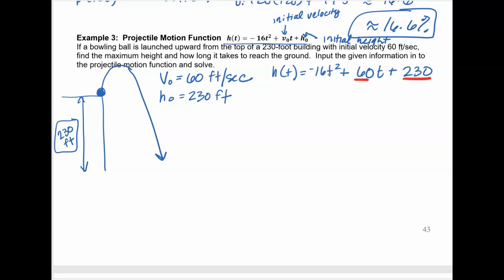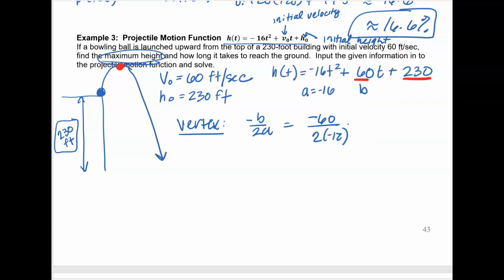The first question it says is find the maximum height. Anytime you want to find the maximum height of a parabola, that's going to correspond to the vertex. So let's go ahead and find the vertex. To find the vertex, we're going to do negative b over 2a. In this case, my b is 60, so negative 60 over 2 times my a, which is negative 16. I calculate that and I end up getting 1.875.